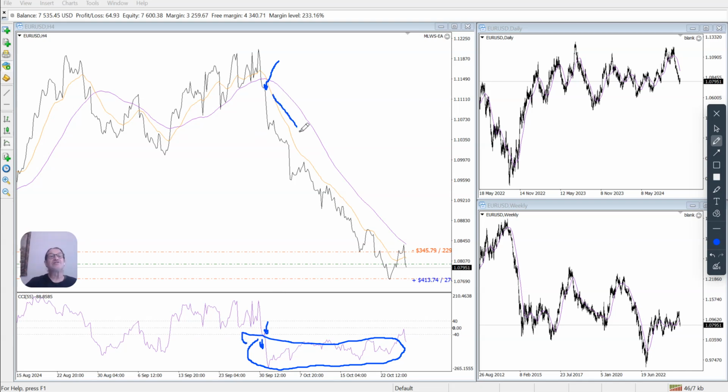which coincides with a strong down right here. Now, the way I look at this is as long as the CCI stays below the minus 40, the level that I tweaked it to after extensive testing, I stay in a position. There is no need for me to go out, no matter what happens here or here or here. I simply stay in the position.